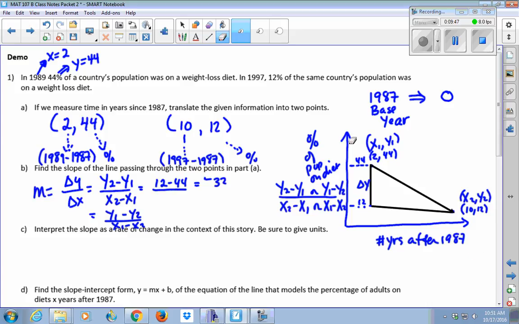Okay, now let's take a look at the change in our horizontal variable. Right, delta x would go from 2 to 10. Okay, but I'm looking at y2 and x2 first here. So I'm going to start with 10 and subtract x1, which is 2. So that's 8. So the first thing you should notice is that the fraction you get, or the ratio that you get, in fact, it's a rate because the units are different.